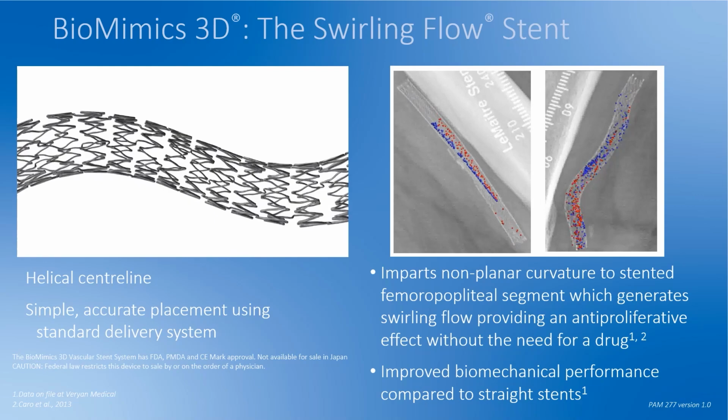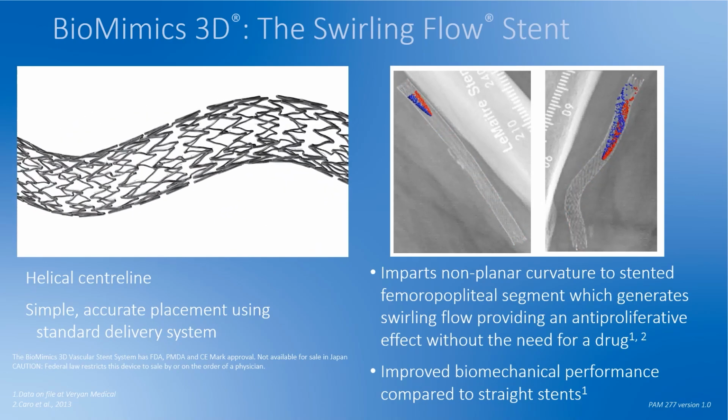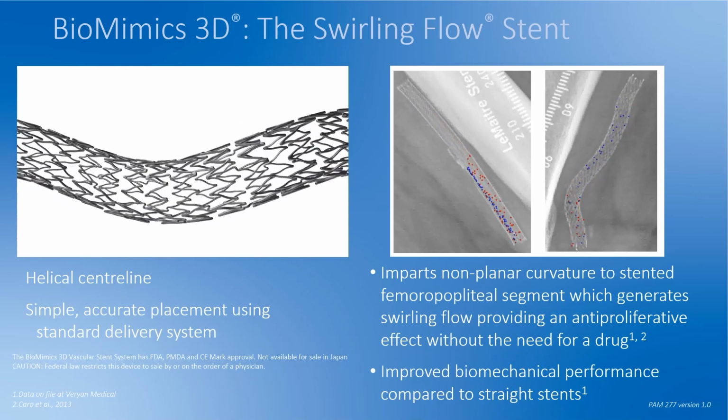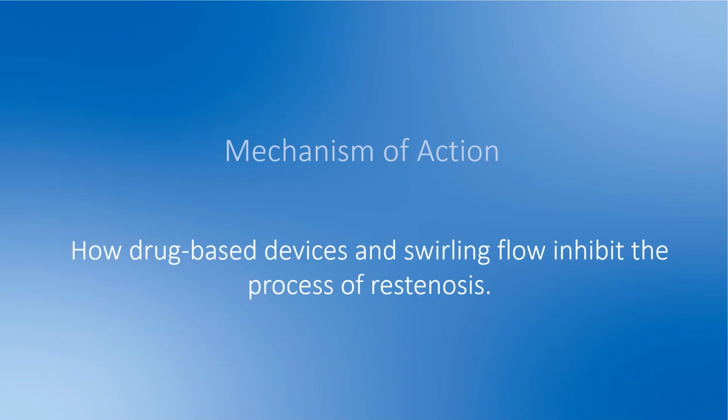The computational fluid dynamics seen on your right beautifully shows laminar flow within a straight stent and swirling flow with an increased wall shear stress within a Biomimics stent. The mechanisms whereby swirling flow reduces restenosis are wide-ranging and very different from that of paclitaxel.